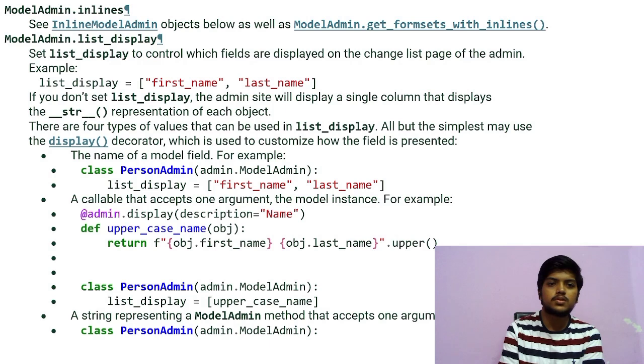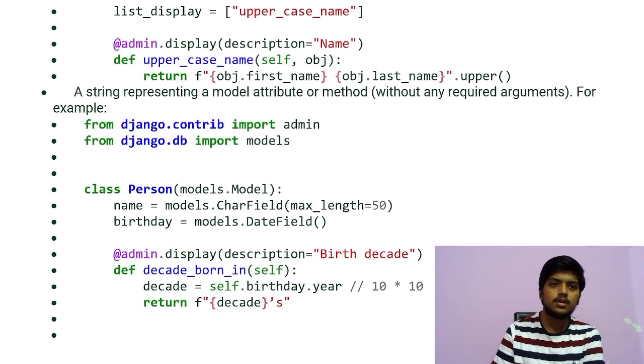Set list_display to control which fields are displayed on the change list page of the admin. Example: list_display = ('first_name', 'last_name'). If you don't set list_display, the admin site will display a single column that displays the string representation of each object.